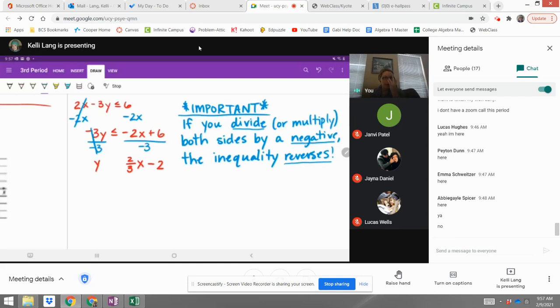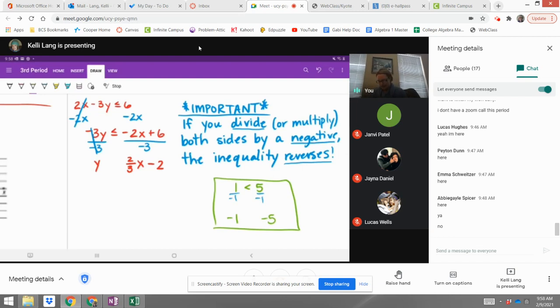Let me show you why that happens. Let's take a quick example. You don't even have to write this down. You can just look up at my screen and follow along in this box. If I have, let's say, 1 is less than 5. That's true, right? That makes sense. But what happens if I divide both sides by -1? On the left, I end up with a -1, and on the right, I end up with a -5. So basically what happened was we just switched our signs. When you divide by a negative, it switches your signs.